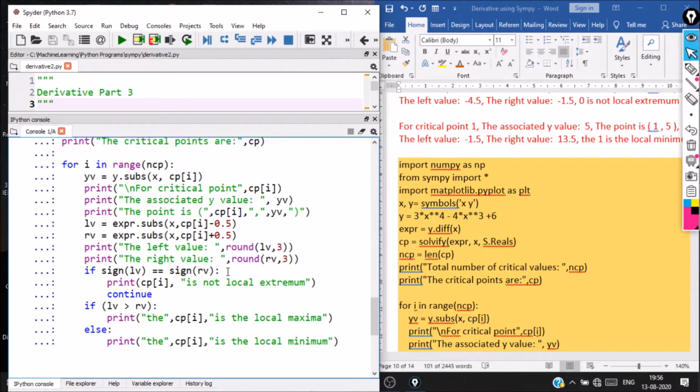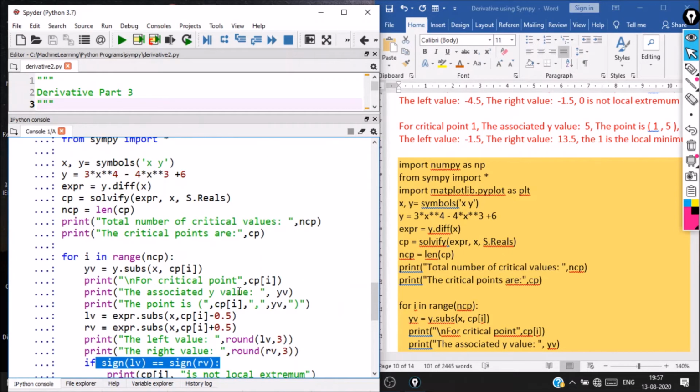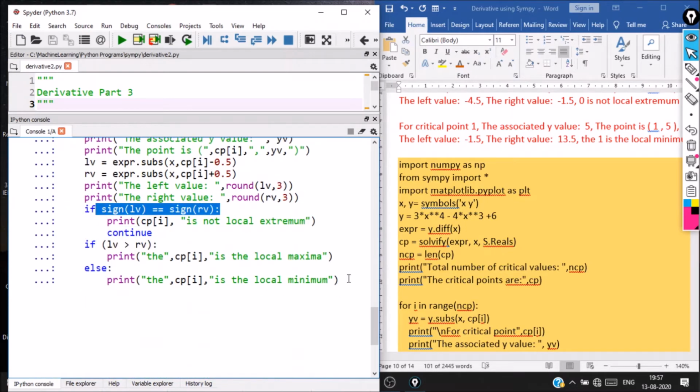So if the sign is the same, it is not a local maxima. But if LV is greater than RV, where LV is the left value and RV is the right value, that means it is a local maxima, otherwise it is a local minima. Are you getting this one? So we can execute it and we can see the result.